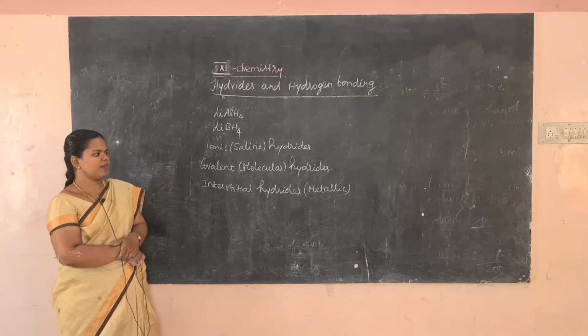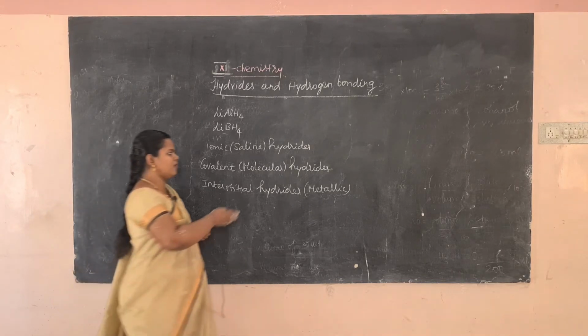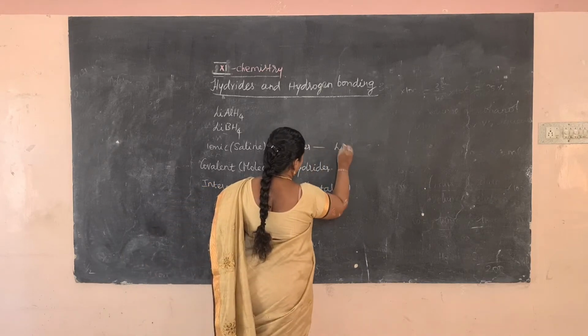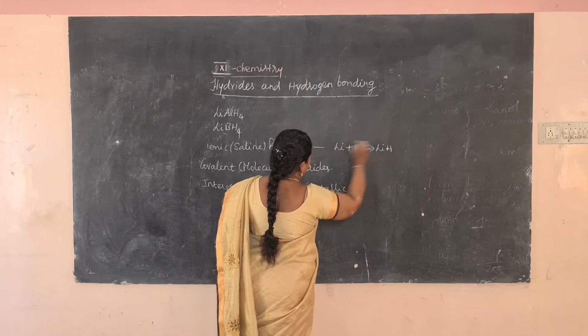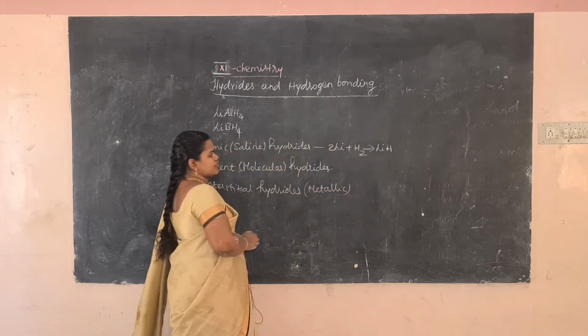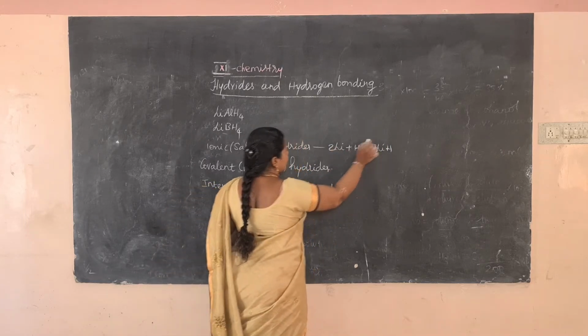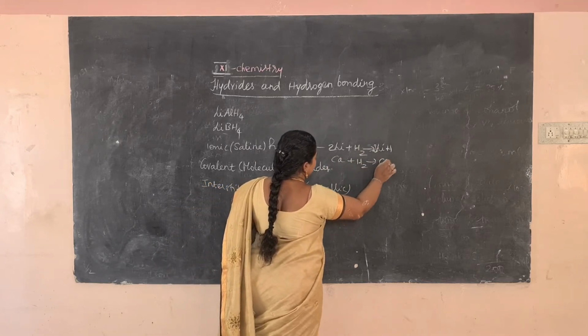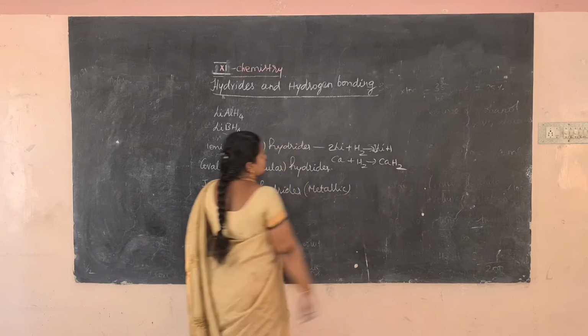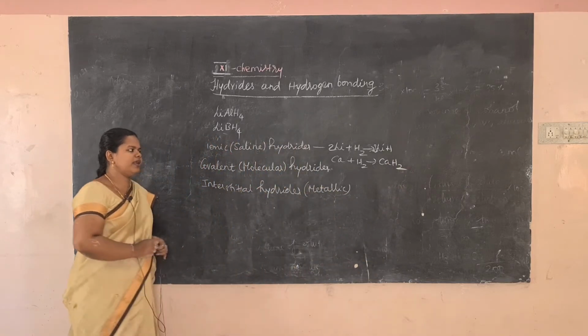Okay, for example, lithium plus hydrogen gives lithium hydride. 2Li plus H2 forms 2LiH, lithium hydride. Then calcium plus hydrogen forms calcium hydride. So these are some of the examples of ionic hydrides.